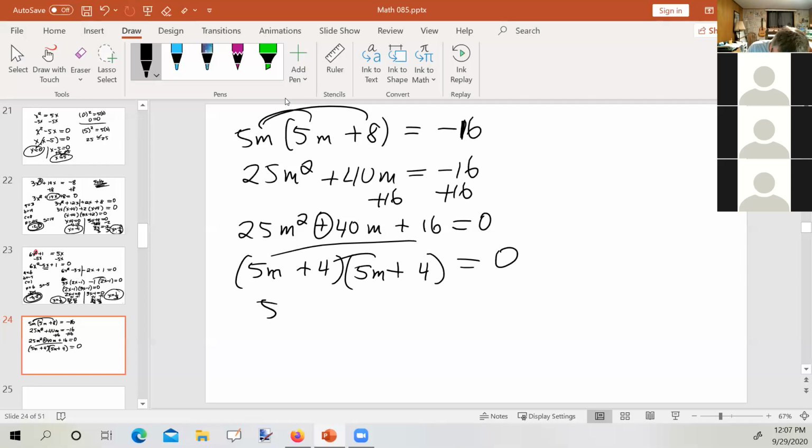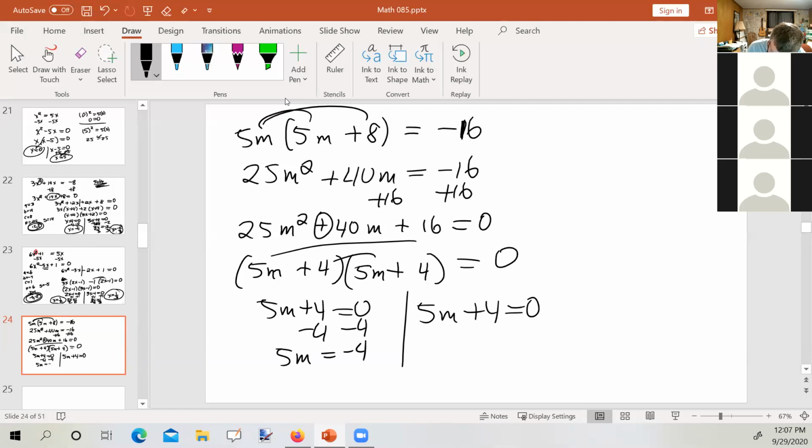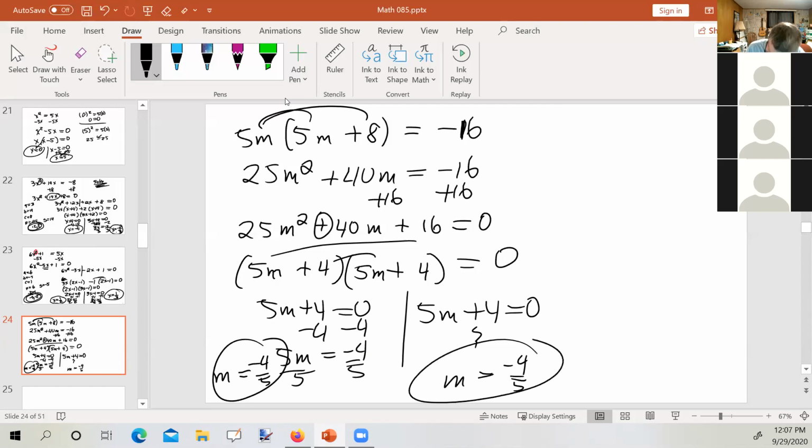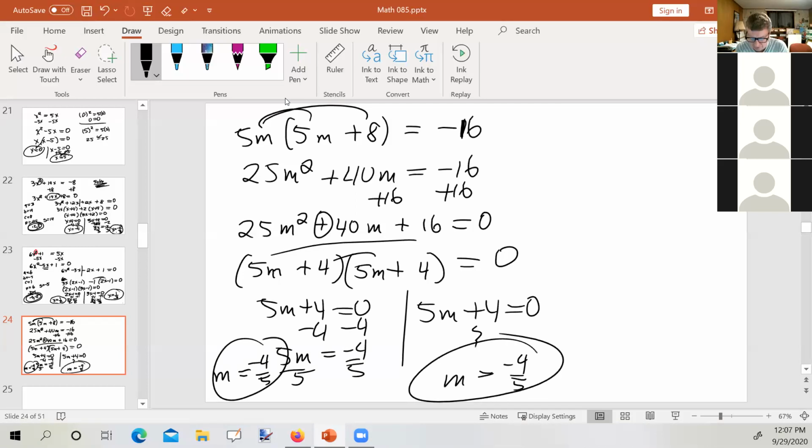So now I'm going to take each factor and set it equal to 0. And solving the first equation, I subtract 4 from both sides and then divide by 5. So m equals -4/5. And this one, I'm going to get the same thing, aren't I? Because it was the same equation. So I get two identical solutions of m equals -4/5. But again, don't celebrate too soon. All right.